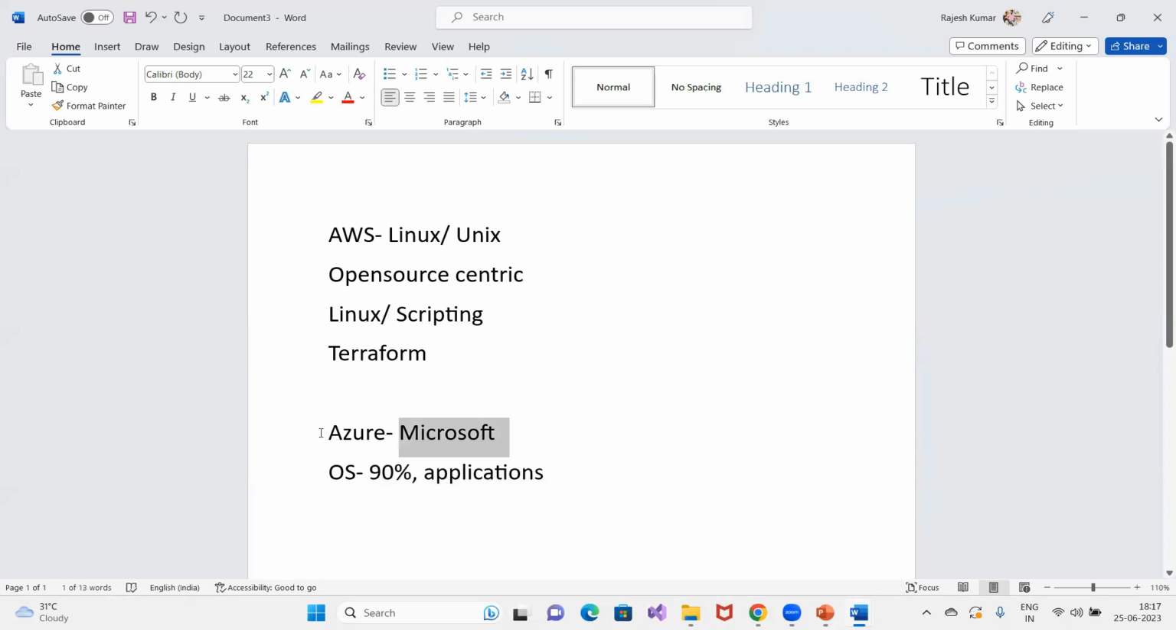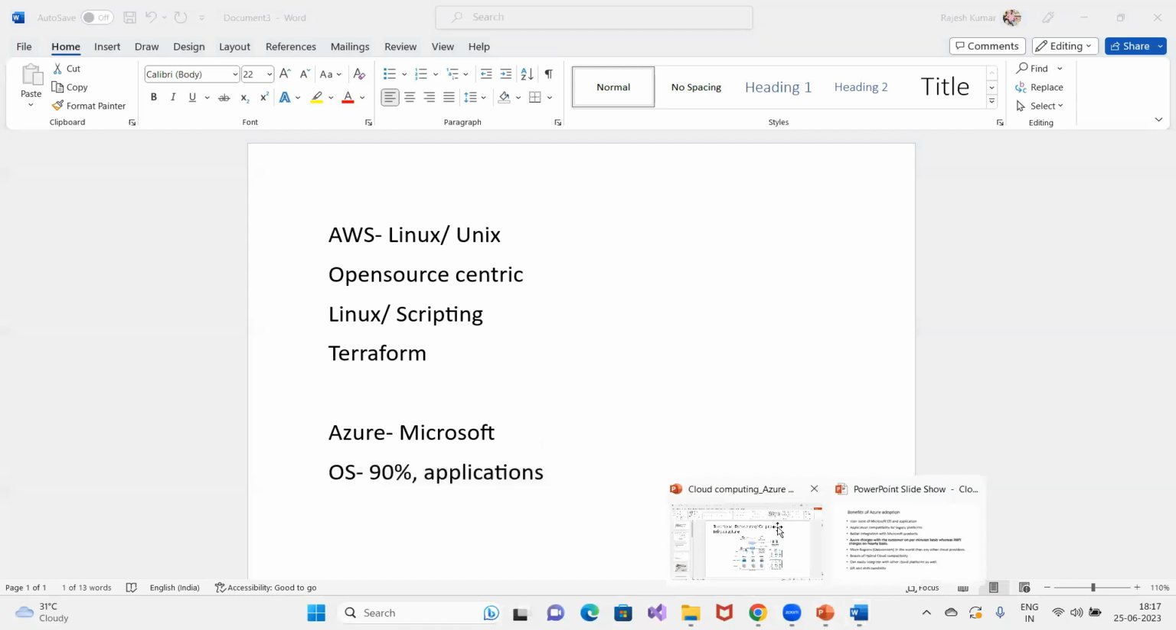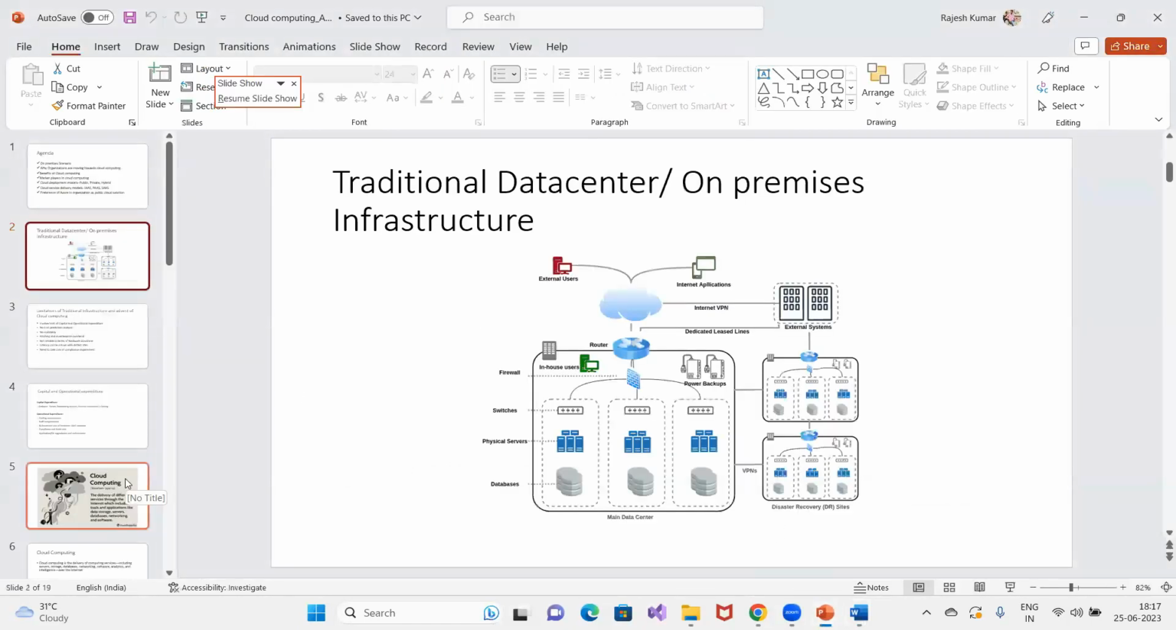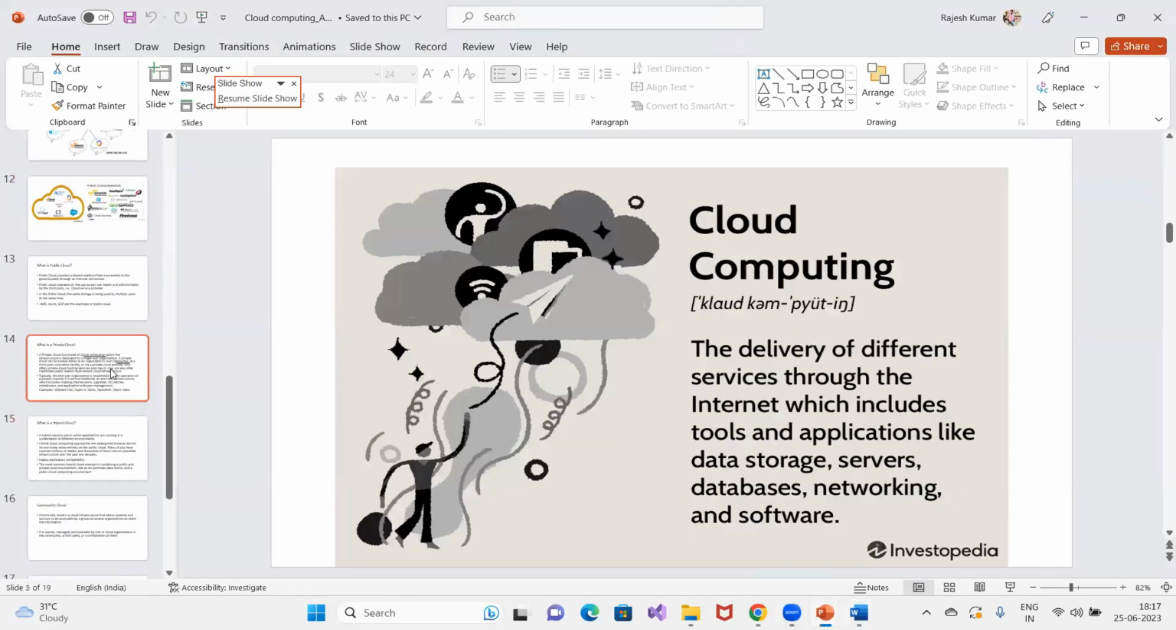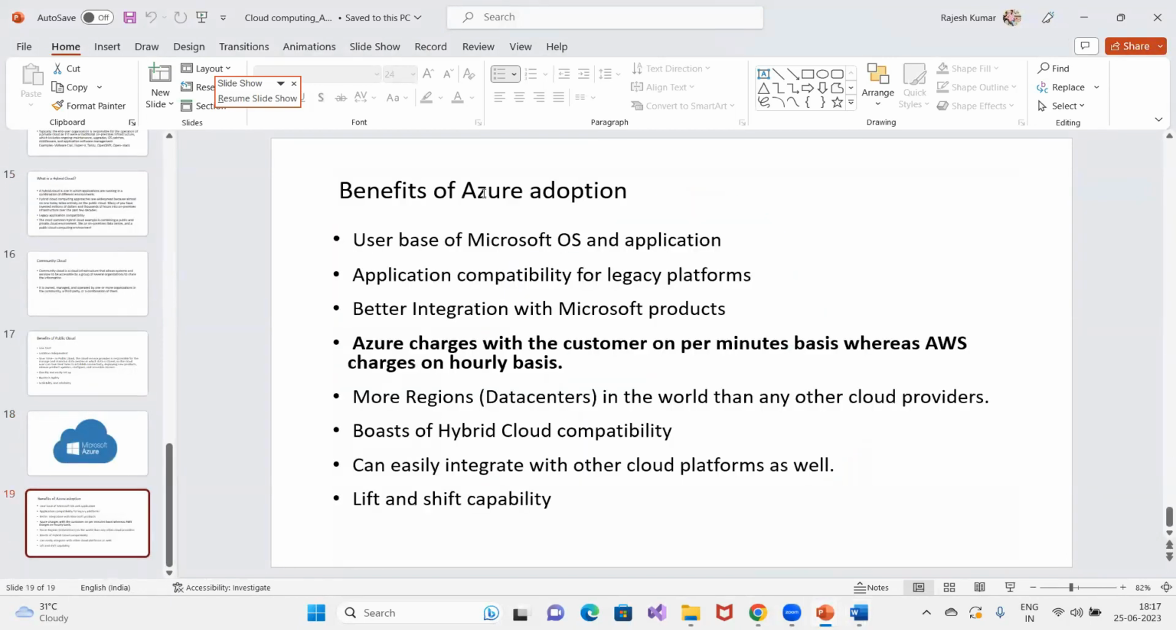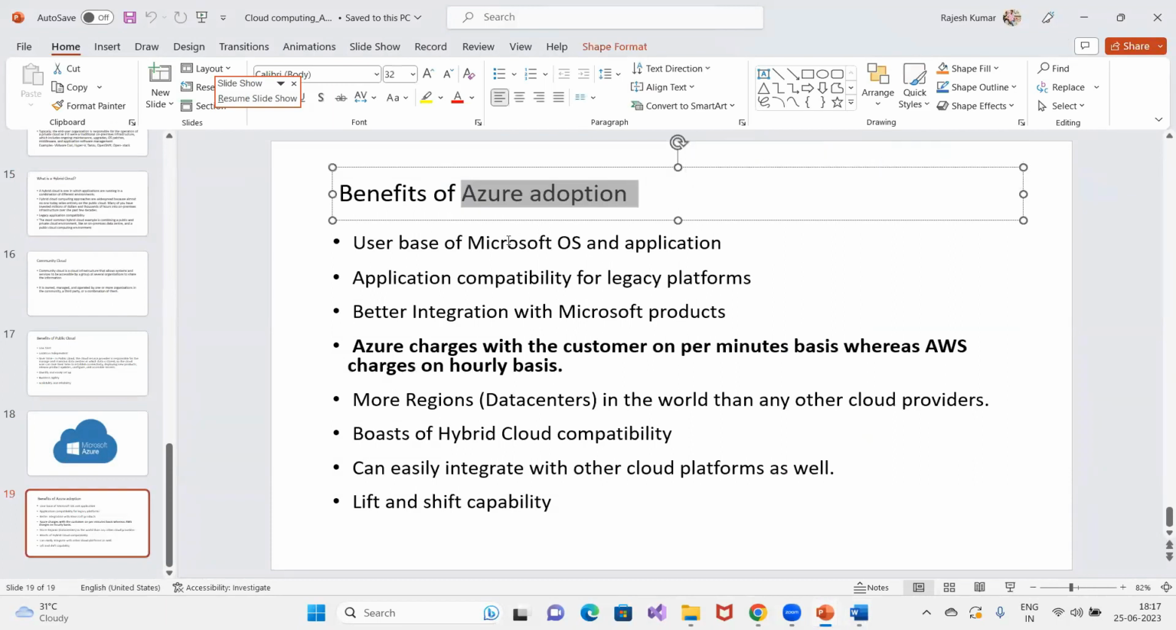And Azure Cloud is the product of Microsoft. So Azure is very much comfortable with the Microsoft applications and with the Microsoft OS. It means the companies who are already running their platform on Windows and they are using MS Office, Exchange Server and Office 365, they will prefer the Azure Cloud over any other provider. They will not go with AWS. They will go with Azure. So that's the reason the job prospect in Azure is very good as compared to AWS.